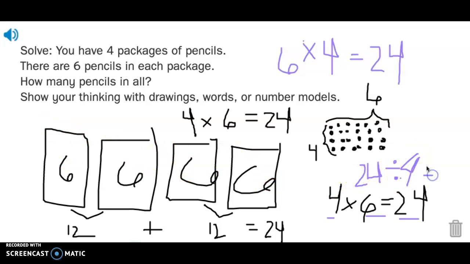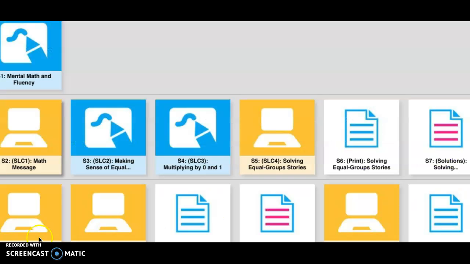If I took 24 and made 4 equal groups, and I kept tallying all the way until I counted to 24, do you know how many I would have in each group? Well, I would have 6, because I know 4 times 6 equals 24, so 24 divided by 4 has to equal 6. Fact families: 2, 4, 6, or 24, 4, and 6. They all interchange. All right, good.